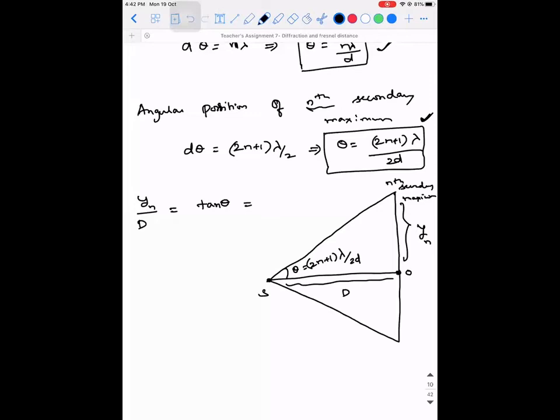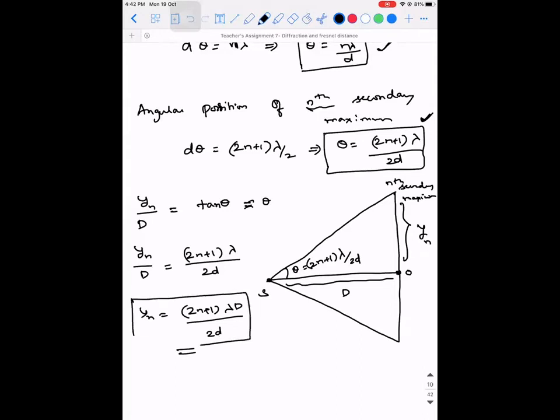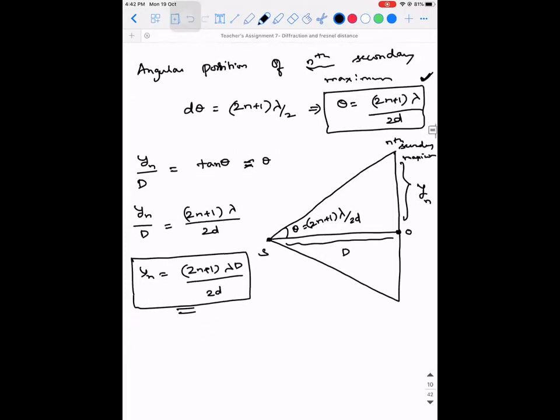When tan theta is small, it can be approximated to theta. So yn divided by capital D is equal to, what is the value of theta, guys? (2n plus 1) lambda by 2d. So yn will be equal to (2n plus 1) into lambda into capital D divided by 2d. Did you guys understand what I did? Yes, sir.